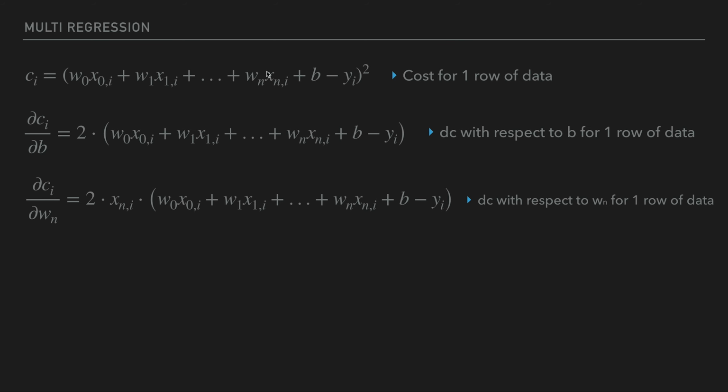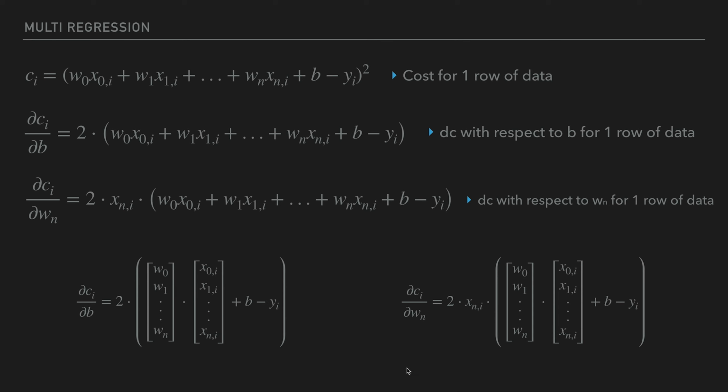Now, of course, we can express these as dot products. So this is the derivative of the cost with respect to B, and this is the derivative of the cost with respect to the nth weight. Again, we will see why this is so important as we start programming this in our next video.